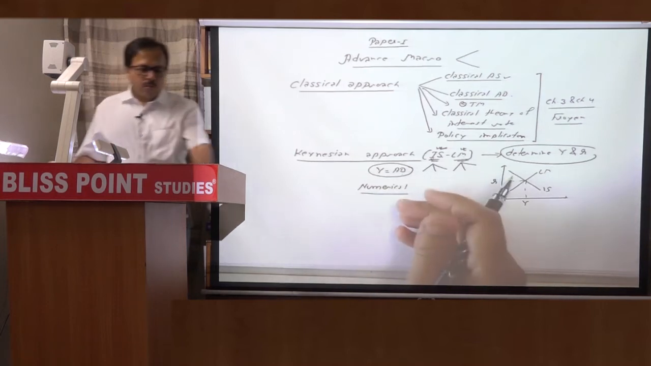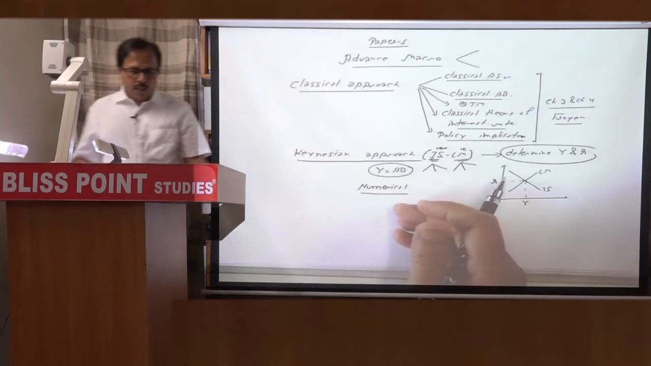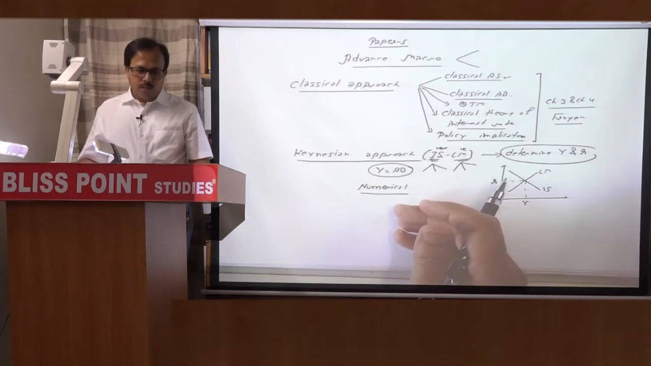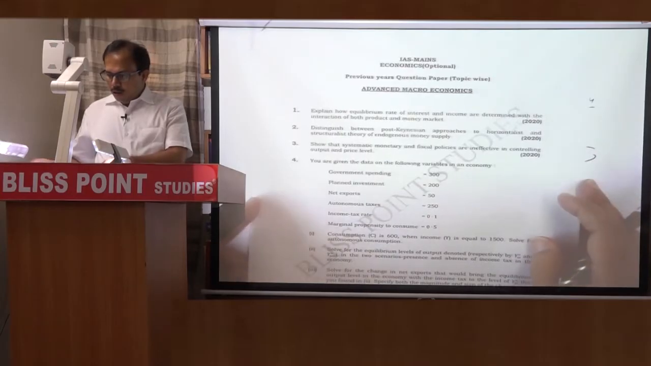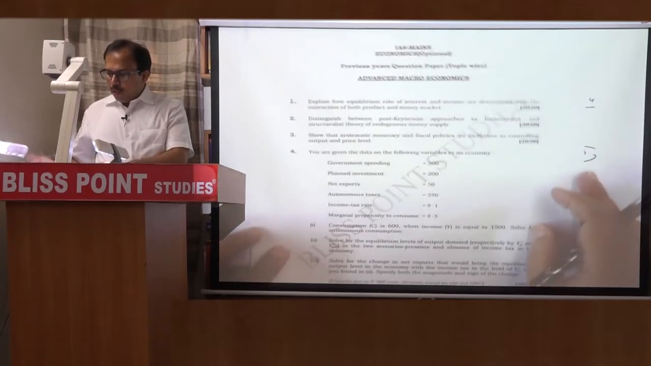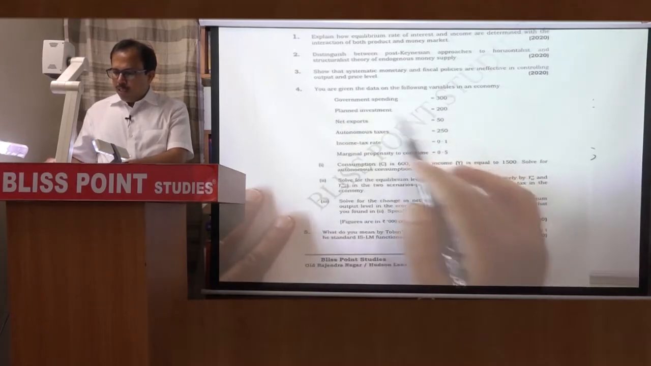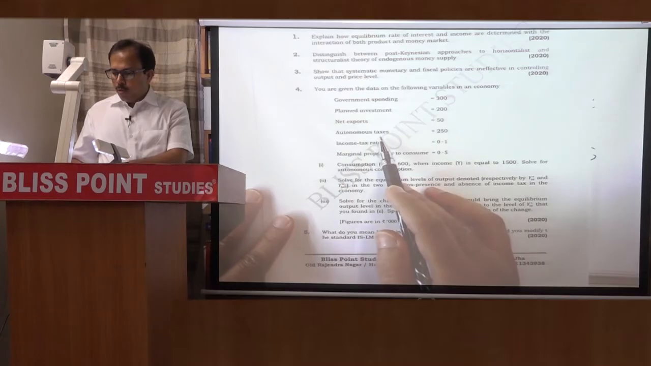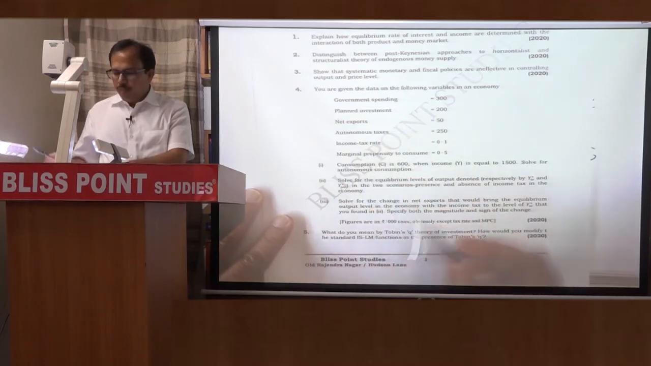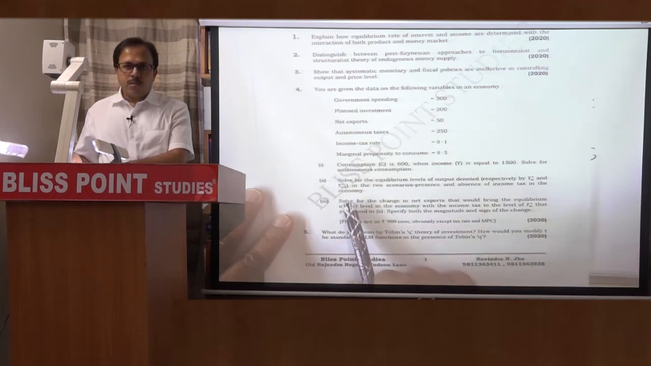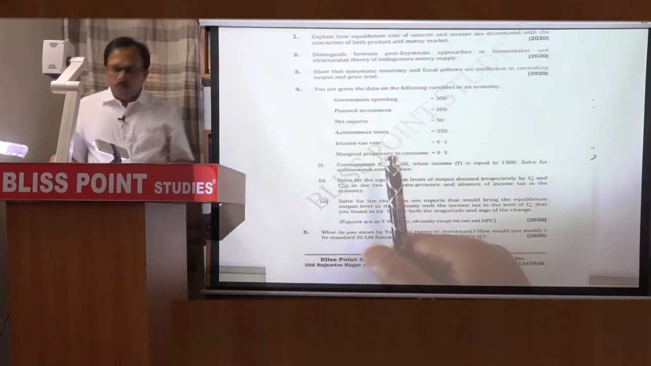because in the last 2 years, 2020 as well as 2019, in both years one numerical has been asked. You will have this topic-wise question in your account. So in 2020, question number 4, consumption spending, investment spending, net export, autonomous taxes, income tax rate, marginal propensity to consume, etc. were given, and then we have to find certain variables. I will be solving that question when we discuss the Keynesian approach.